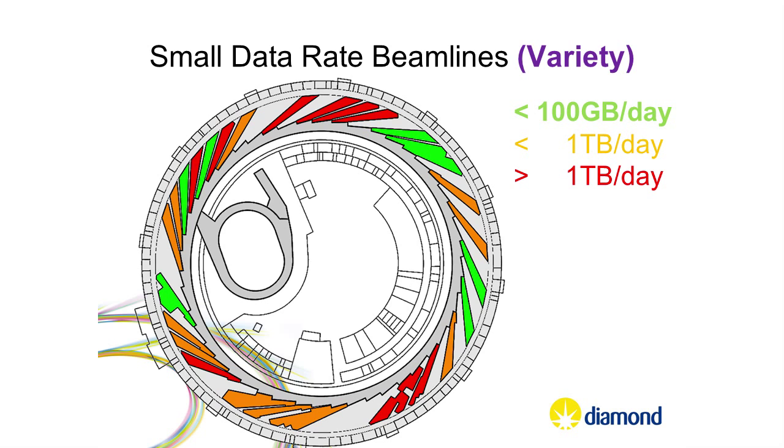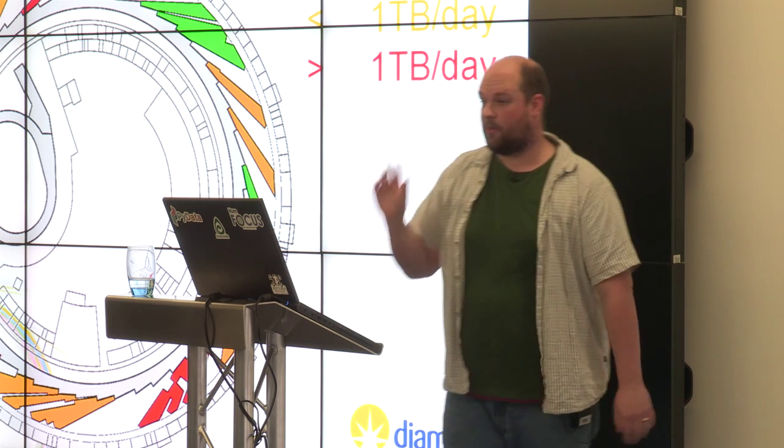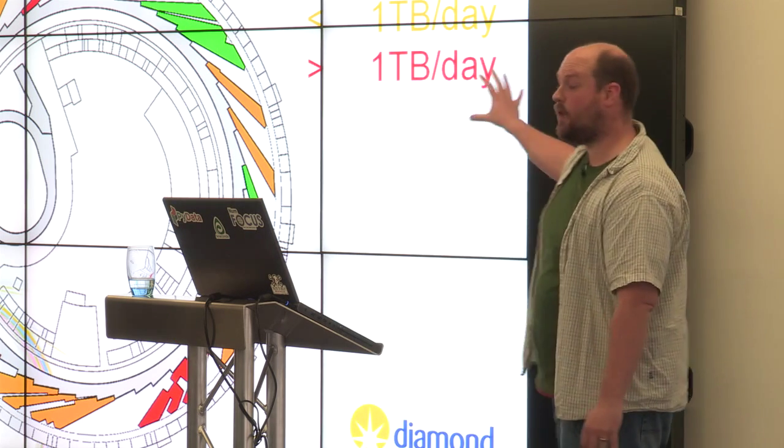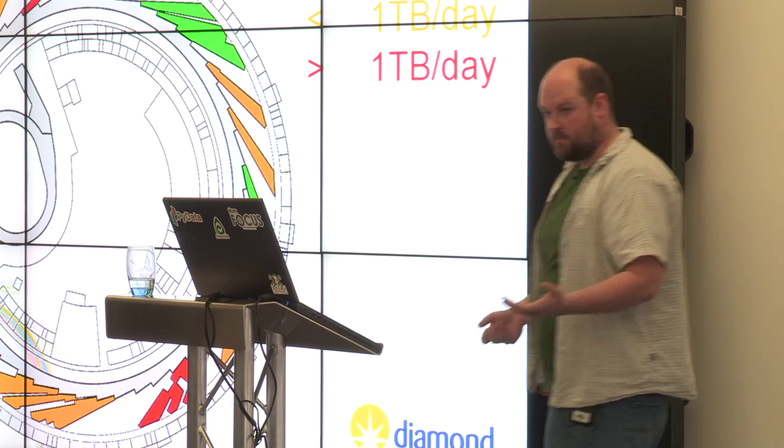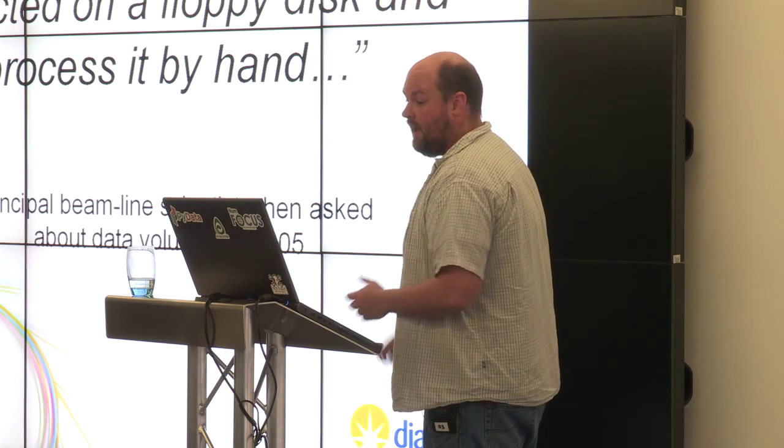So, I'm going to start off actually with the small data rate beamlines. So these are the green ones, the less than 100 gigabytes per day. And the problem with them is variety of data. The reason they're generally low amount of data is because they're doing really different experiments. Each experiment they do is generally different.